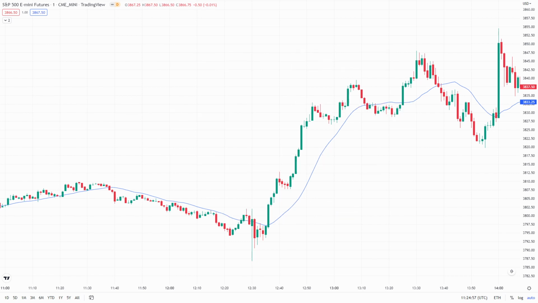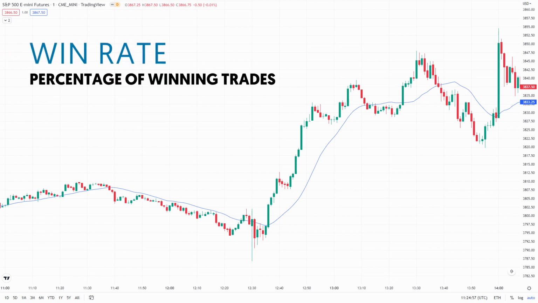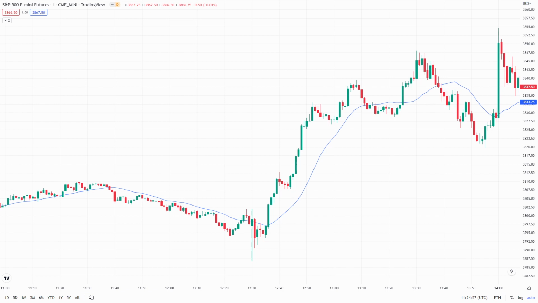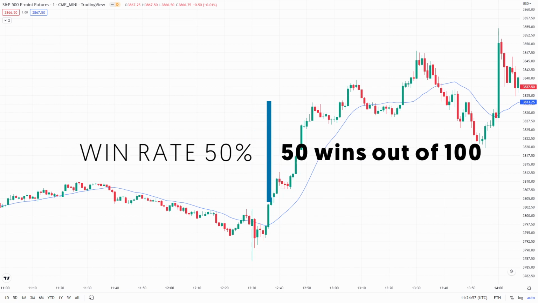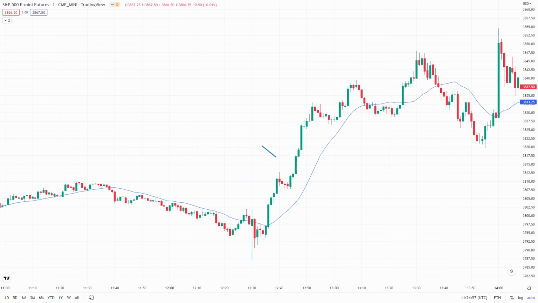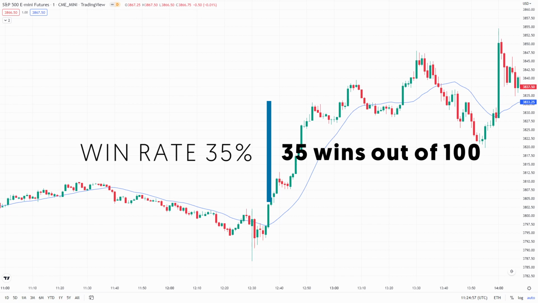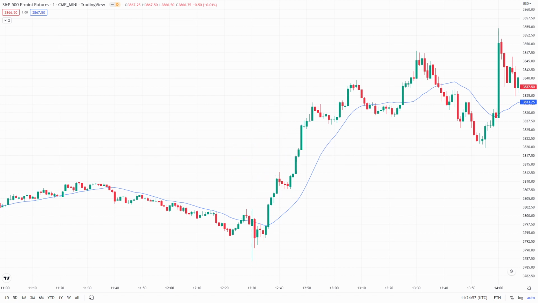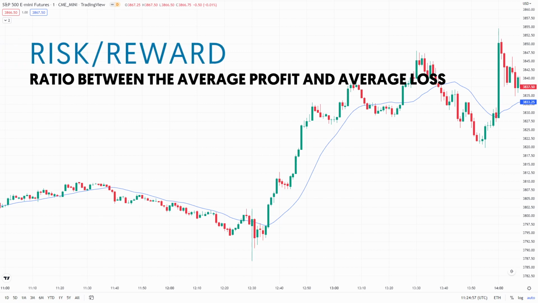Let's start with the first thing, the win rate itself. The win rate tells us the percentage of winning trades, the percentage of trades that are profitable. So, if our win rate is 50%, we are getting 50 wins and 50 losses out of 100. If our win rate is 80%, we are winning 80 trades and losing 20 trades out of 100. If our win rate is 35%, we are winning 35 times out of 100. Pretty simple, right?